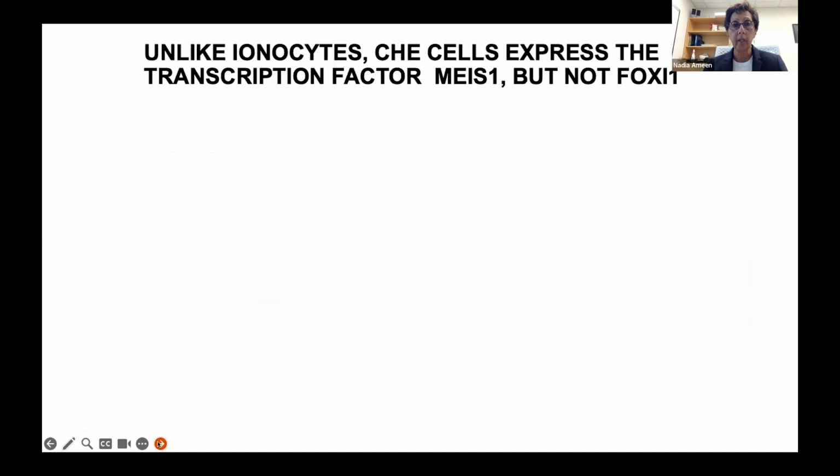Ionocytes were identified around the same time that I identified the cheese cells in the small intestine, and there's a lot more work that's been done on ionocytes.